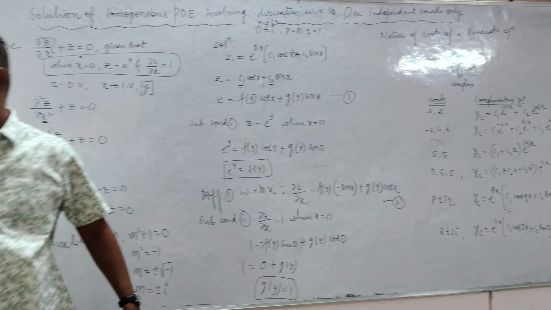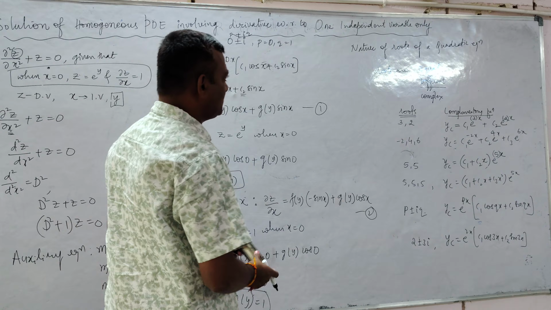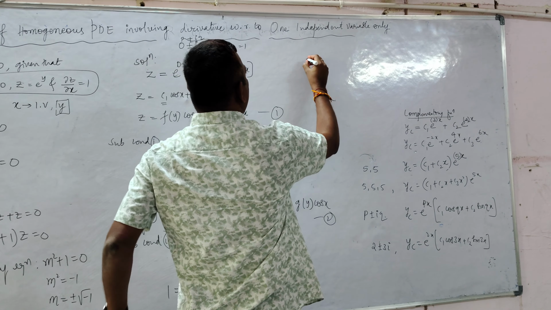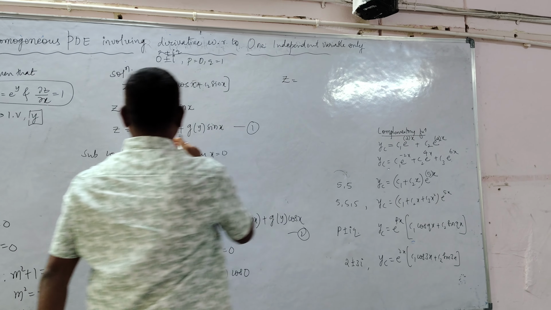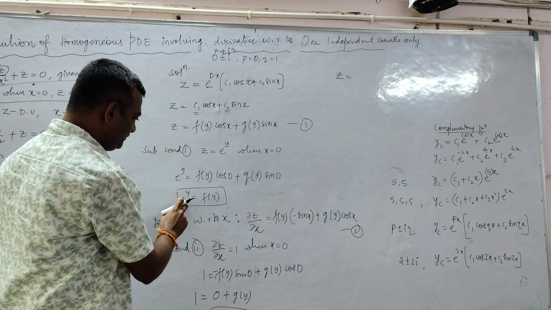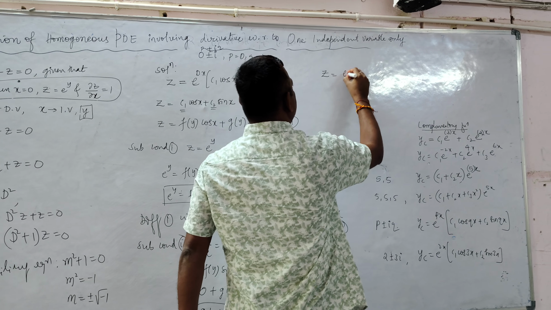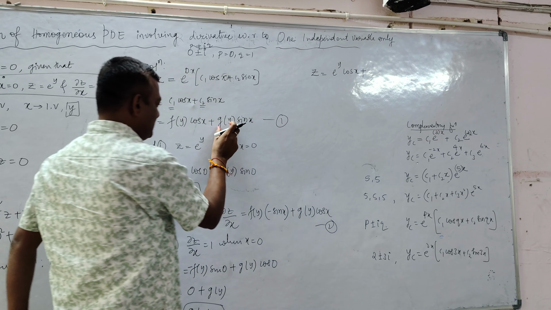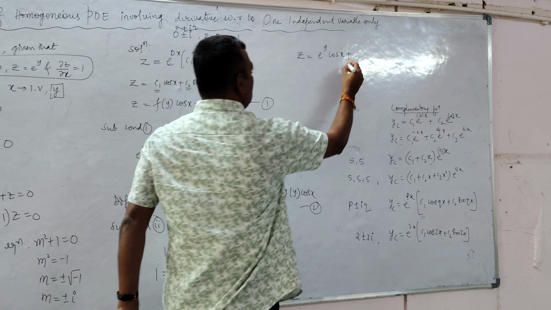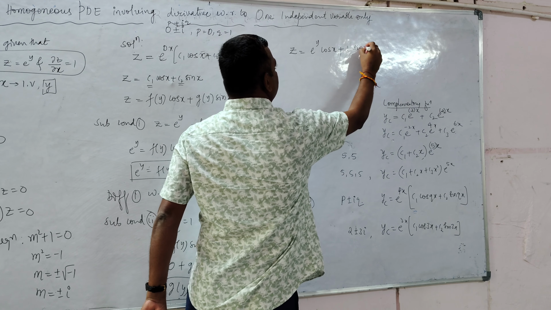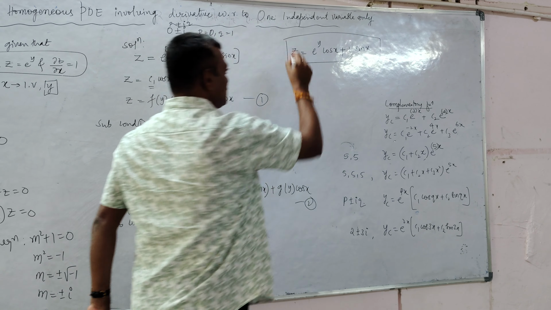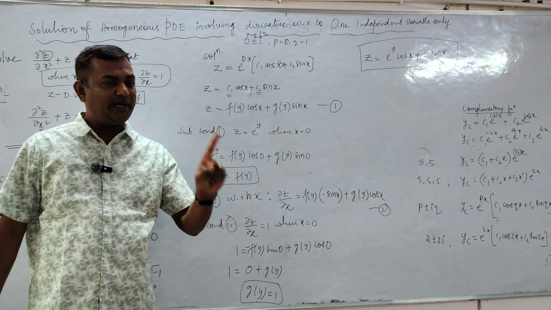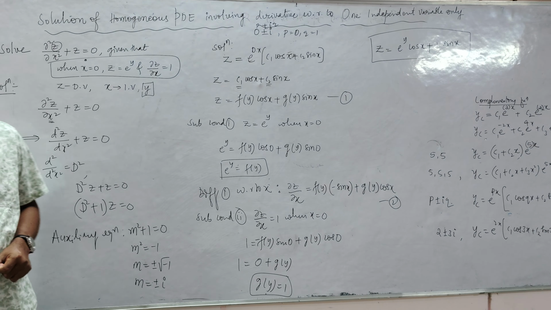Therefore what is the solution? The solution becomes z is equal to, what is f of y value? F of y value is e raised to y into cos x plus, what is g of y value? 1 into sin x. So this is the solution of the homogeneous PDE with respect to one independent variable.